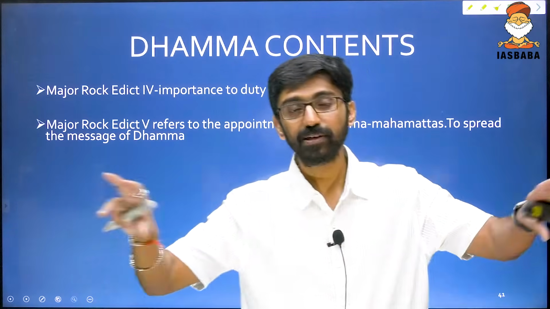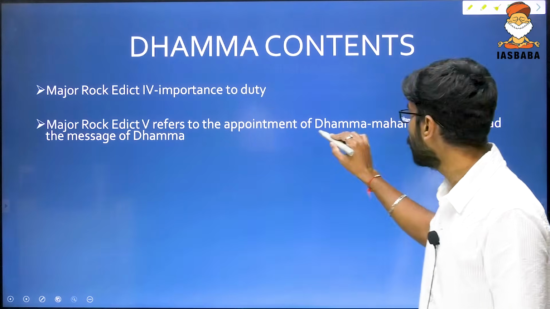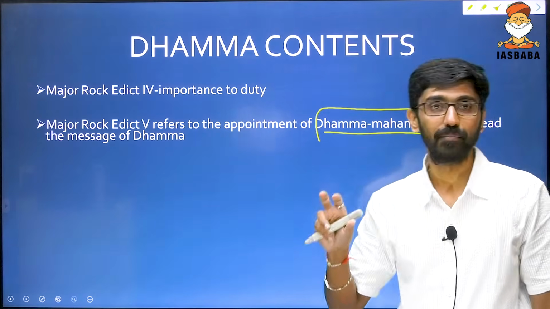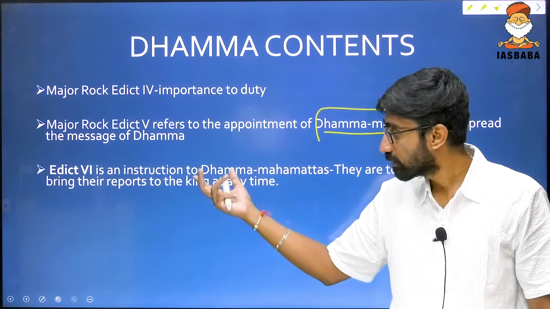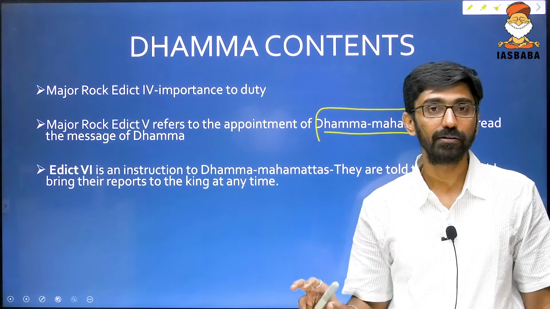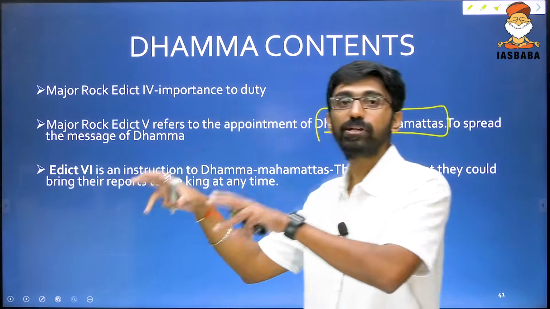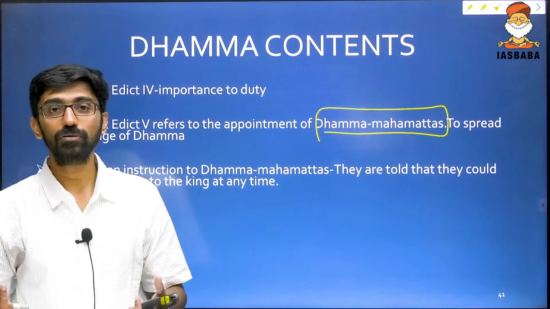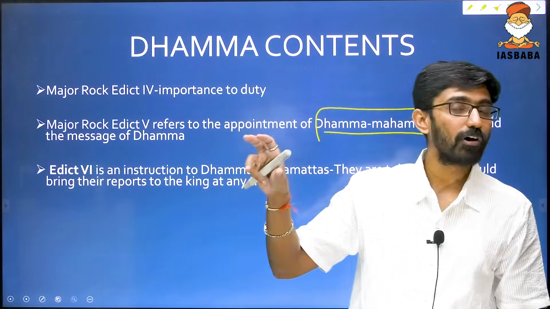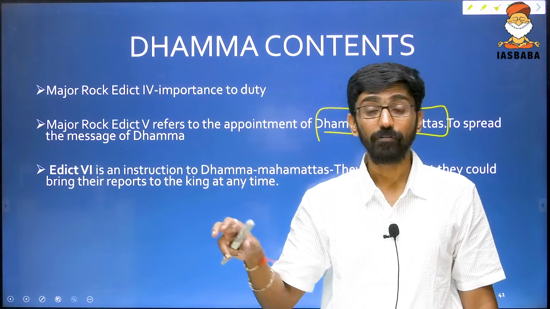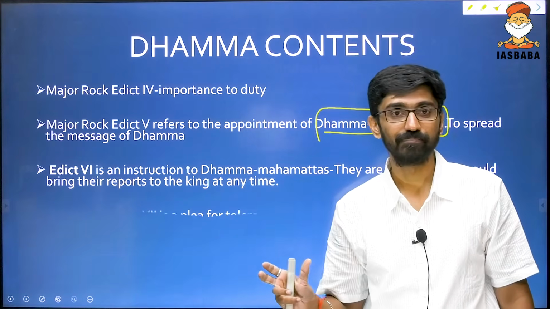And to spread this message of Dhamma, he appointed Dhamma Mahamatas. It is a kind of official we can talk about. They are Dhamma Mahamatas to spread this message of Dhamma. And Rock Edict 6, of course, all are major rock edicts. What was the instruction he gave to these officials? They can bring the report to the king whenever they intended to. The king, Ashoka, wanted to know whether the people are following Dhamma, whether the officials are spreading the message of Dhamma, and how the people are feeling towards it.